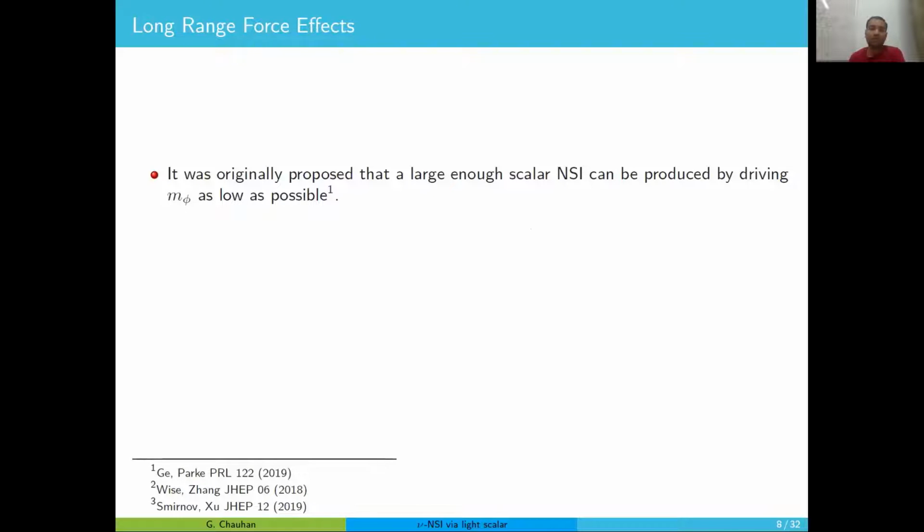What turns out, which was also noticed at the same time by Smirnov and Shu, is that since this is an effect induced by the medium, and it is the medium that endows the neutrinos with this medium-dependent mass, it's also the medium that provides a cutoff, and the cutoff is the finite size of the medium, because no medium in reality is infinite. So you would not have this happening everywhere at all the time.